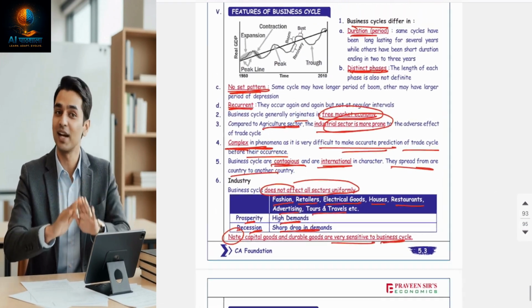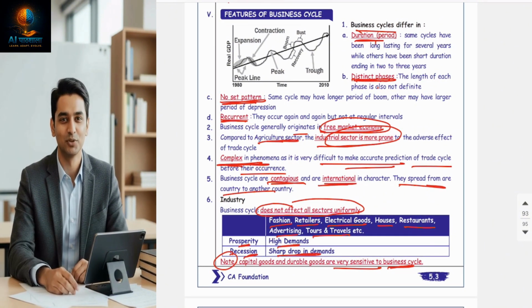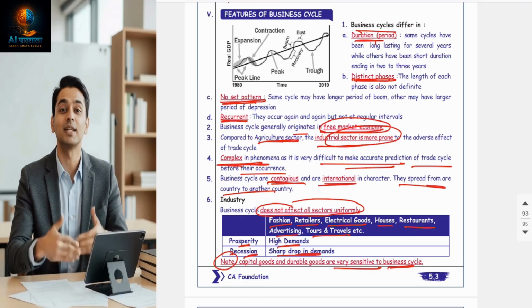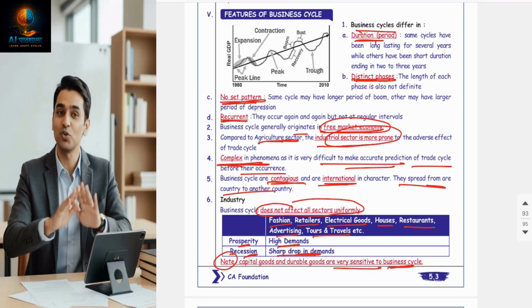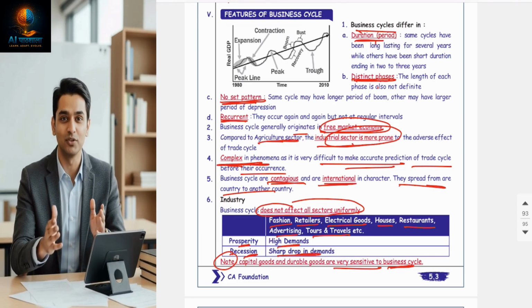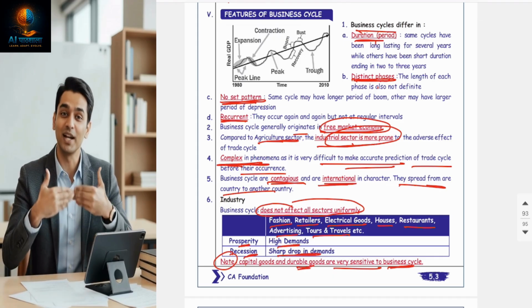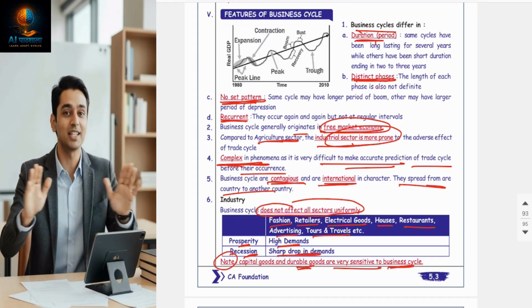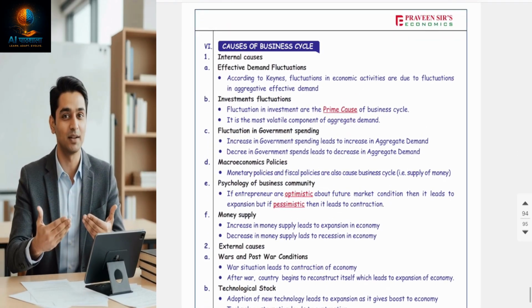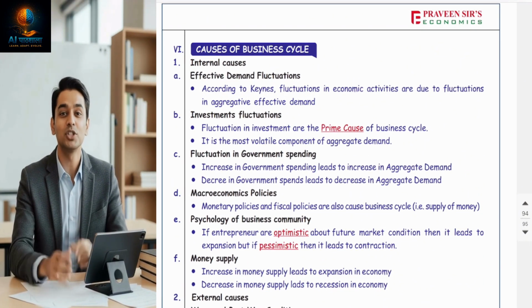So hope you understood the features of business cycle. Business cycles differ in duration, have distinct phases, are international, and are contagious, right? No country can predict them. It is unpredictable. Agriculture and the industrial sector are affected more. Capital goods industries and durable goods industries are affected more, right? You can read that.